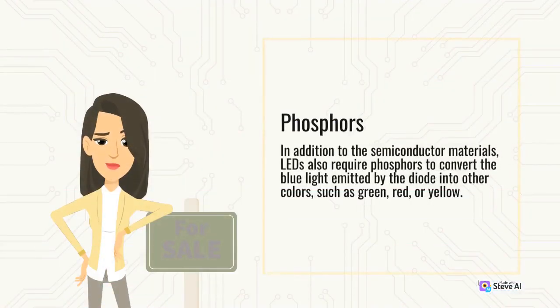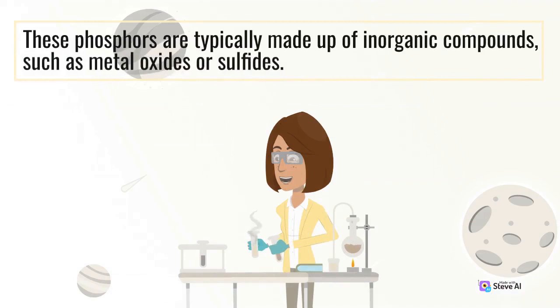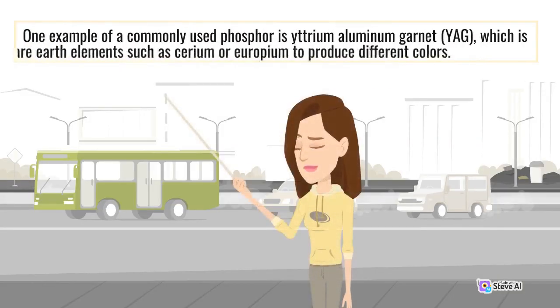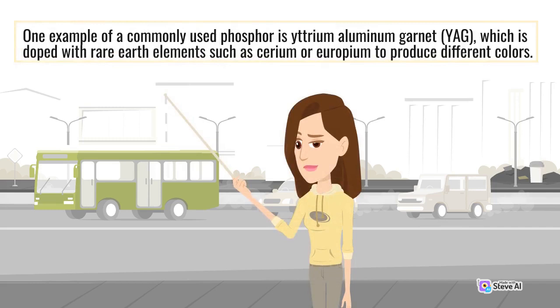Phosphors. In addition to the semiconductor materials, LEDs also require phosphors to convert the blue light emitted by the diode into other colors, such as green, red, or yellow. These phosphors are typically made up of inorganic compounds, such as metal oxides or sulfides. One example of a commonly used phosphor is yttrium aluminum garnet, YAG, which is doped with rare earth elements such as cerium or europium to produce different colors.